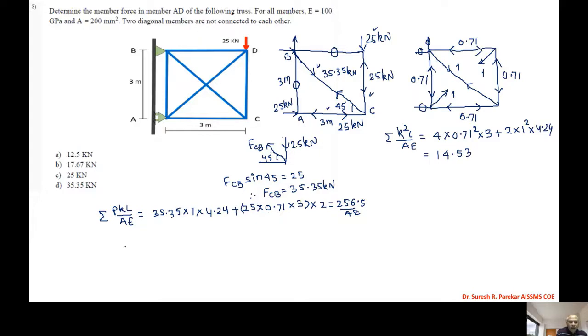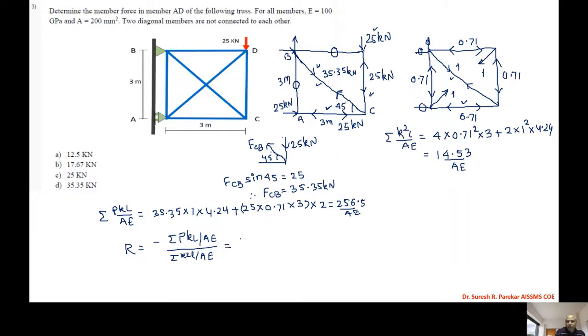And then we have R is equal to minus summation PKL upon AE divided by summation K square L upon AE. See, when we have PKL, if we have tensile in P and tensile in K, then that will be plus. If we have compression in P and compression in K, we have plus. And if we have opposite, one compression and one tension, then only we have minus. Now in this we do not have that, we have all plus.